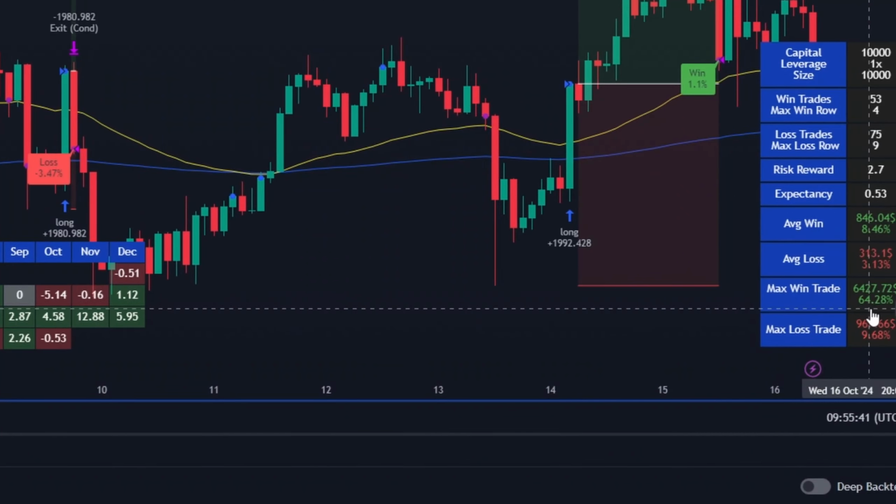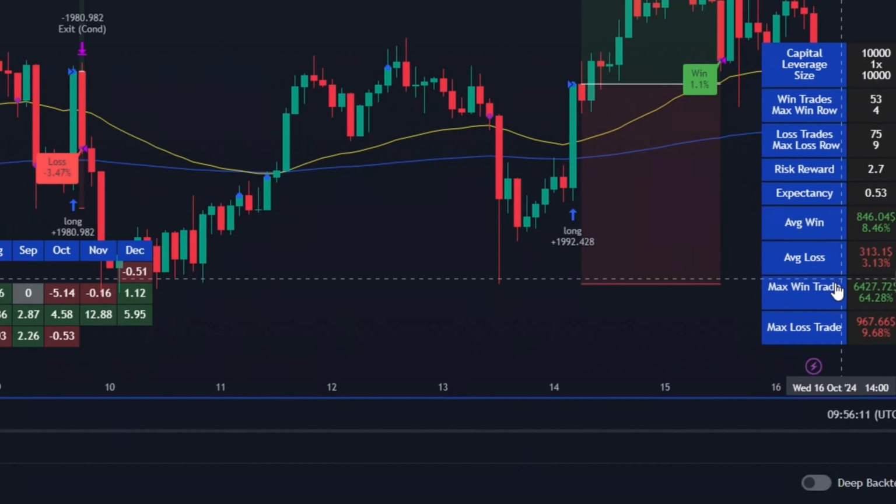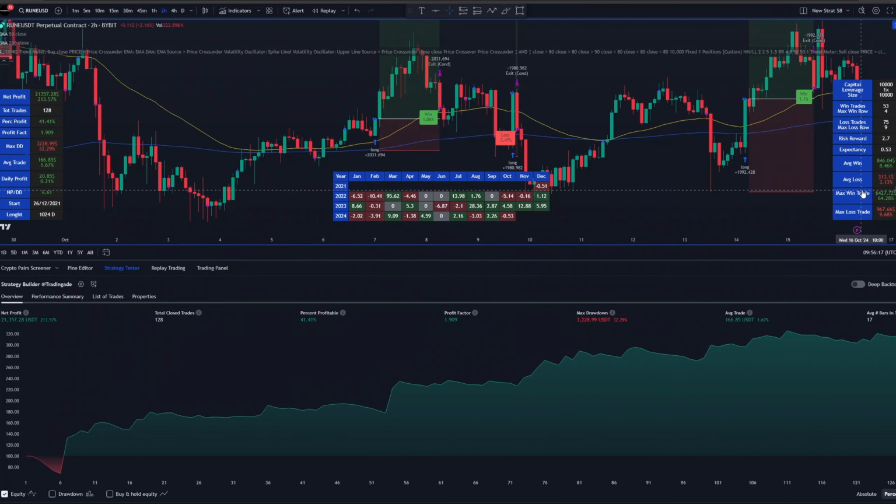Max win trade 64%. This is the price to pay when we have a more steady equity line, because compared to the previous backtest where we had a max win trade of 155%, here it's less than half. But personally, I will prefer less max win trades and a more steady equity.